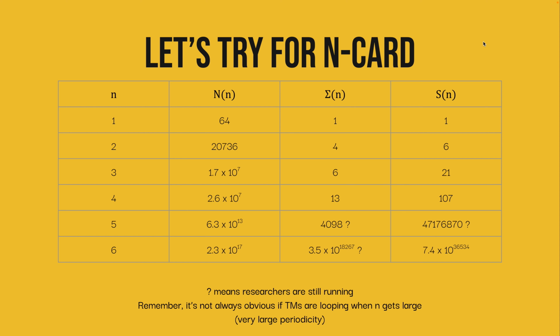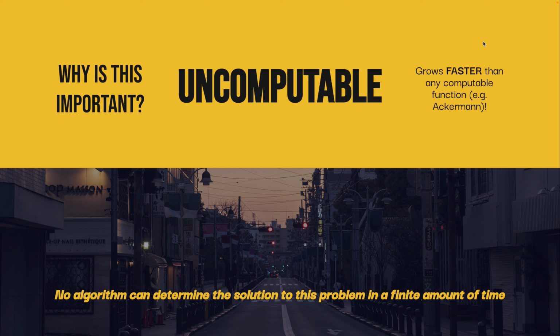So as explained before, we actually have to run through a large amount of the Turing machine configurations. And at n equals 5, we have 6.3 times 10 to the 13 configurations that we need to run through. Some of these can be pruned out, obviously, but at large values of n, it's not obvious if Turing machines are looping. For example, at 1, anyone can figure out that this machine is just printing out ones infinitely to the right. But at large values of n, the periodicity of the loops gets very large, and it becomes non-trivial.